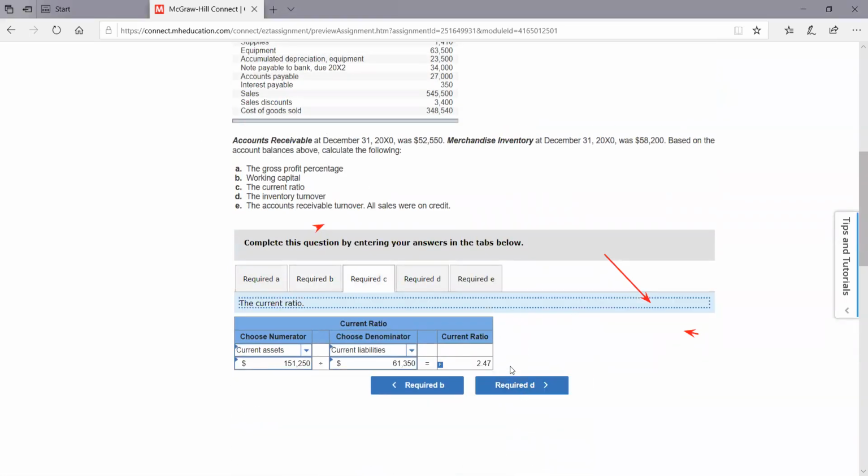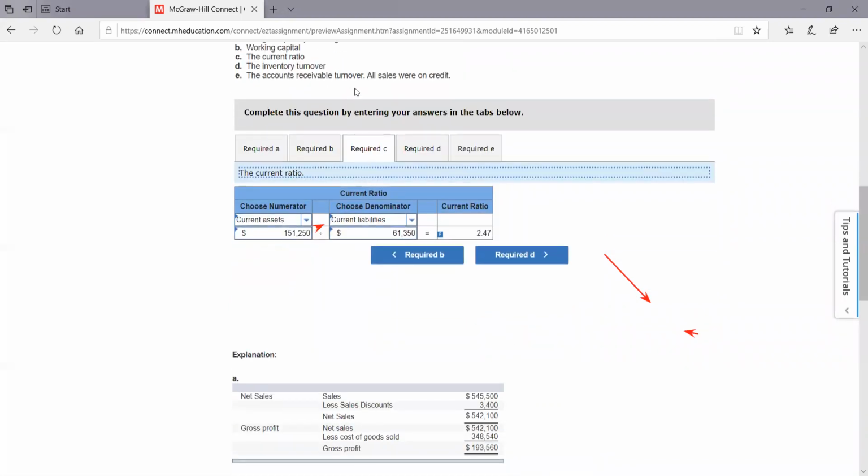Let's check out part C. Now with the current ratio, you divide instead of subtract. So you take the same 2 numbers with your current assets and your current liabilities, but you divide, and you're going to get about 2.47. Part D, we're looking at your inventory turnover.